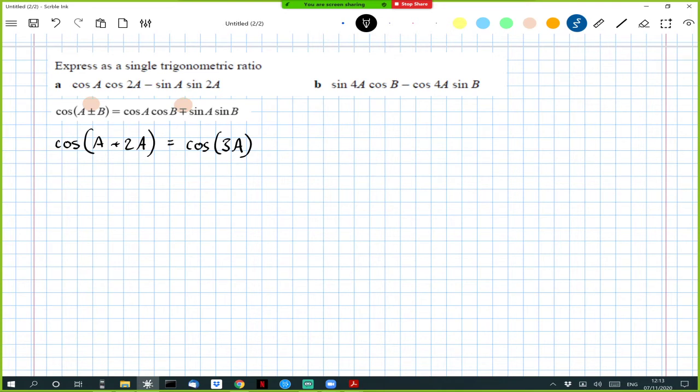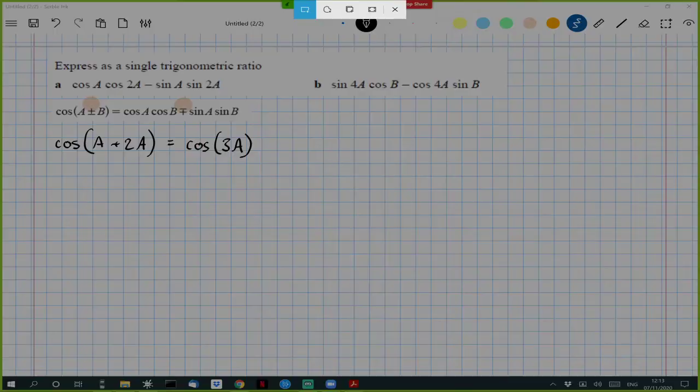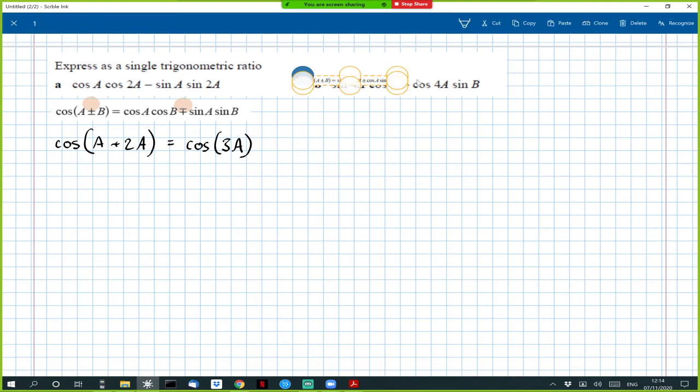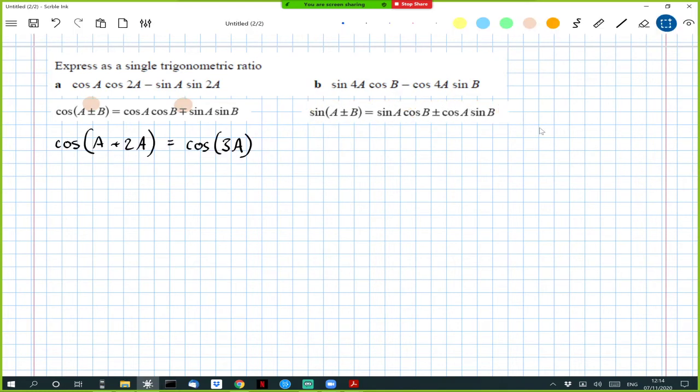The second one, sine cos, cos sine. Compare it to the formula you've got, and you'll see that it's this one here. Sine cos, cos sine, and there's a minus in the middle. So we're going to use the bottom sign here, which means we use the bottom sign there as well. So that's sine of A minus B. So that becomes sine of 4A minus B.